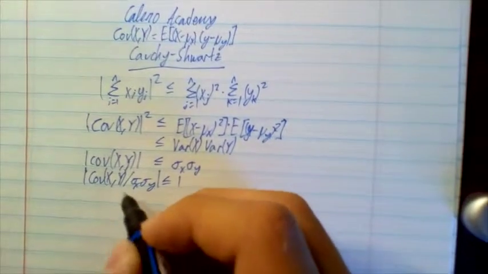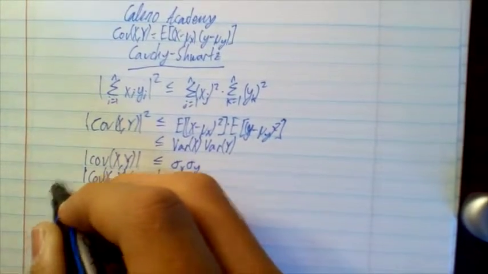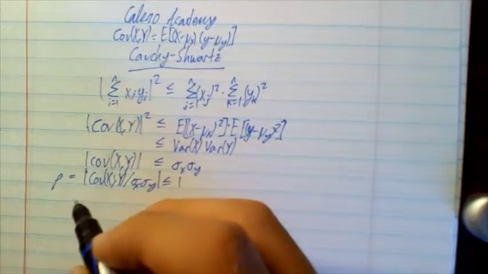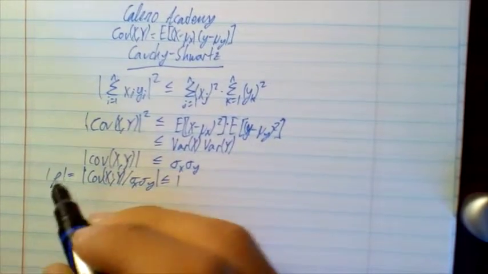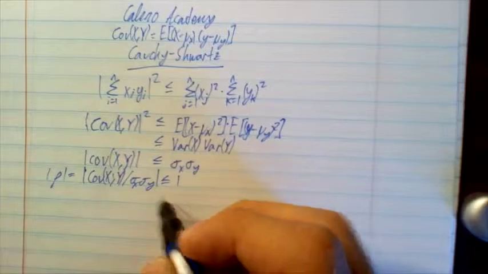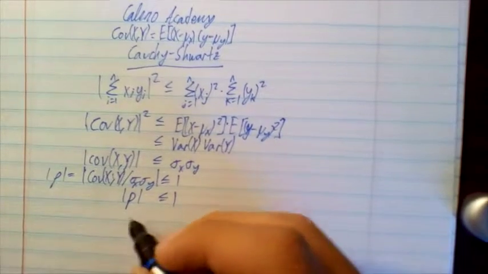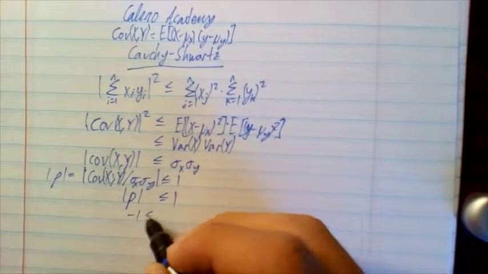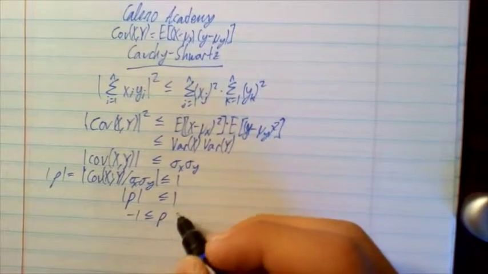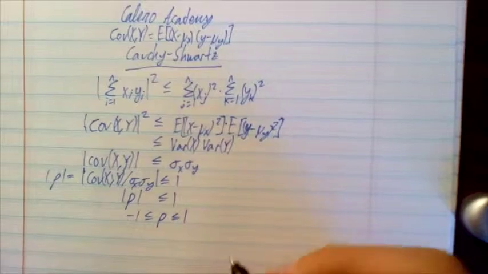And since the left-hand side is equal to the correlation coefficient, rho is equal to that, we can write that the absolute value of the correlation coefficient is less than or equal to 1. Or that the correlation coefficient is between -1 and 1. And that completes the proof.